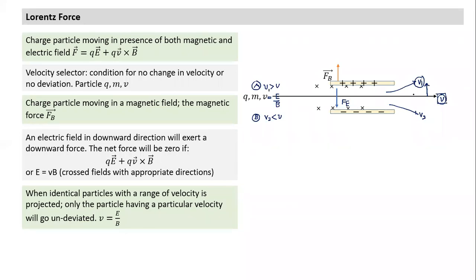How about v1? v1 had a displacement in the upper direction, and the field is acting in that direction. The work done by Fe will be negative. If work done is negative, this will slow down. What will happen to this other particle? Work done by the electric force is positive. If work done by the electric force is positive, this particle will emerge with a higher velocity.